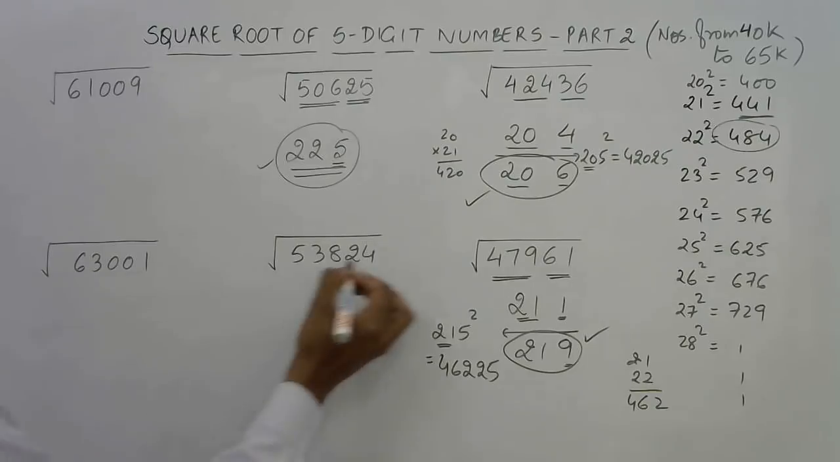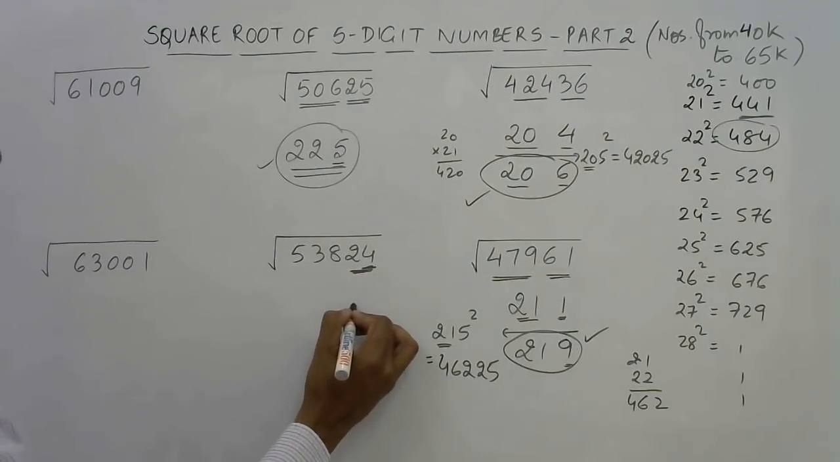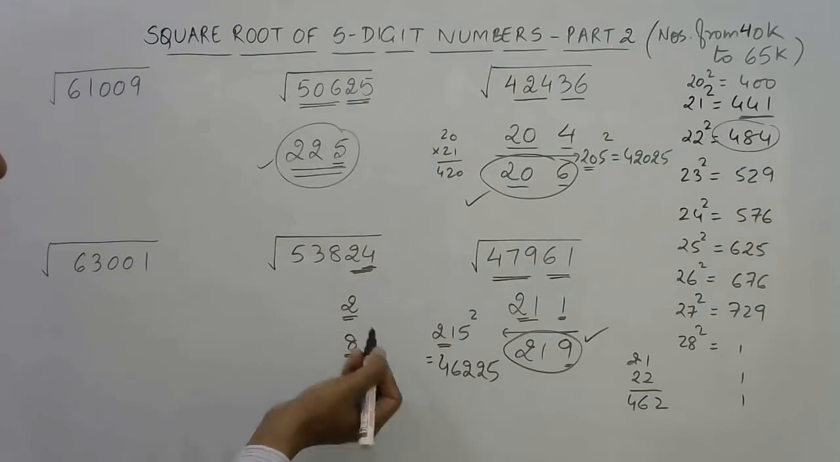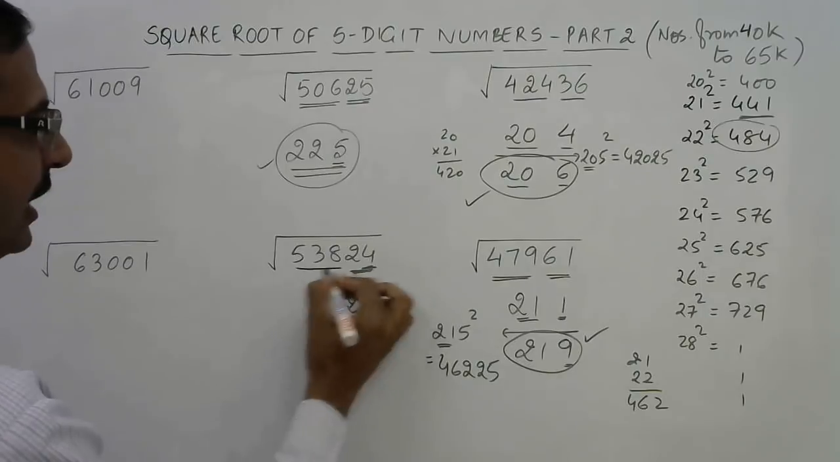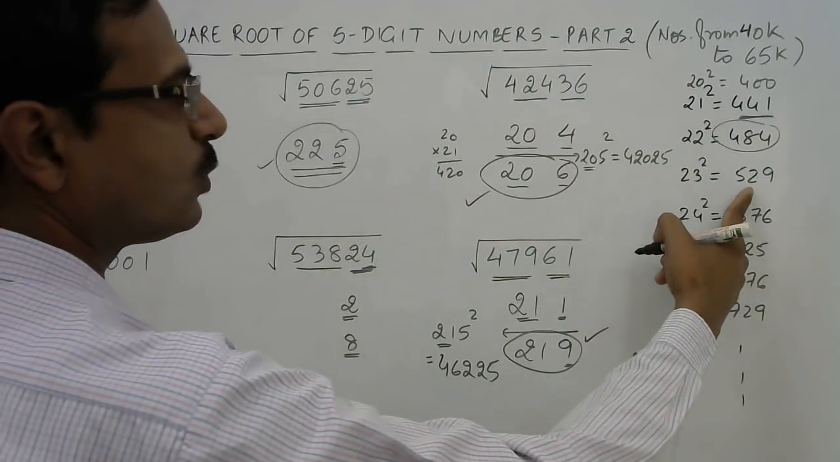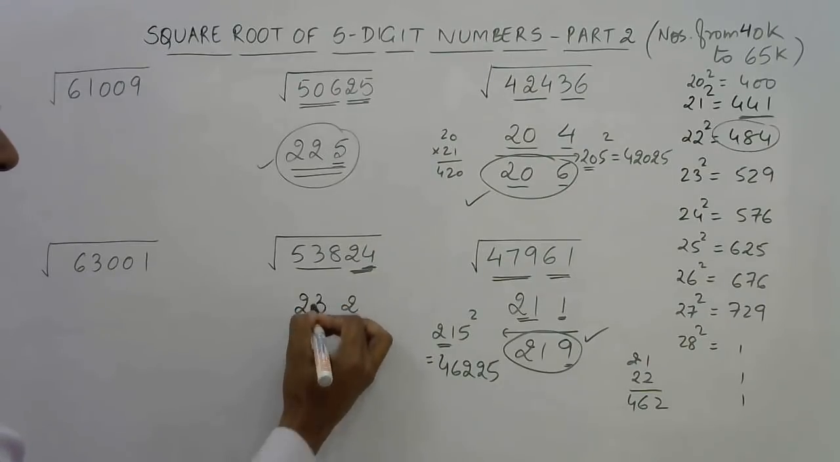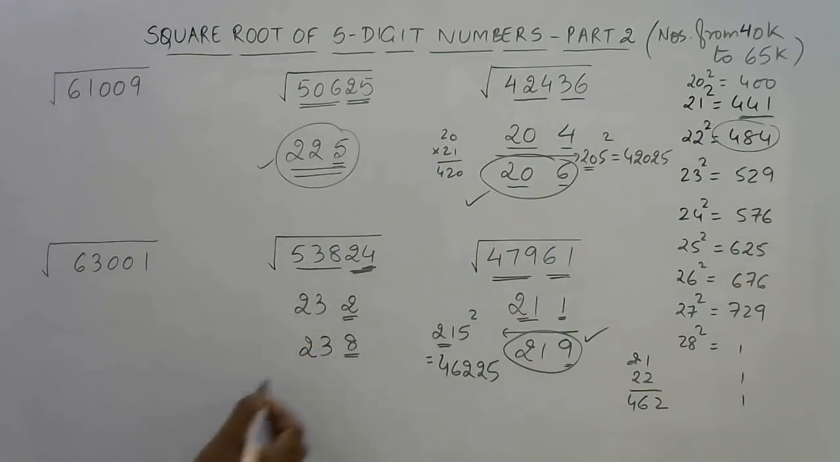Let's see this one. So we have a 4 here. 4 means the answer will end either with 2, 2 into 2 is 4, or with 8, 8 into 8 is 64. What about the remaining part 538? 538 is more than 529, which is 23 square. So 23 will come here in both the options.